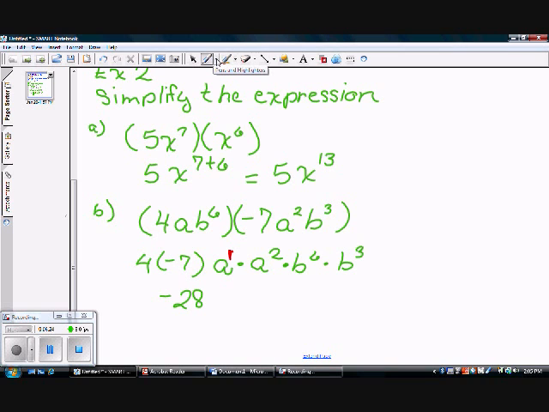Okay, so let's go back to green. This is 1 plus 2, 3. So this is a to the 3rd power, and then b to the 6 plus 3, b to the 9th power. And that's our answer. Negative 28, a to the 3rd, b to the 9th.